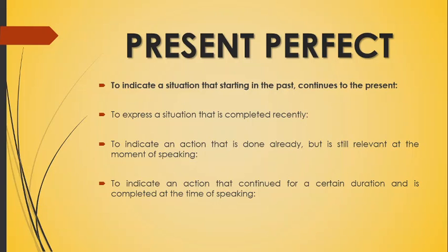Now this continuation can be even broken into three separate categories. We will talk about that shortly. But first, let's have some examples. For example, we have studied at the school for the past 5 years. So what happens here? This particular school, we joined at least 5 years back at some point in the past, and we are still studying here. So, it indicates a situation that started in the past and continued to the present.